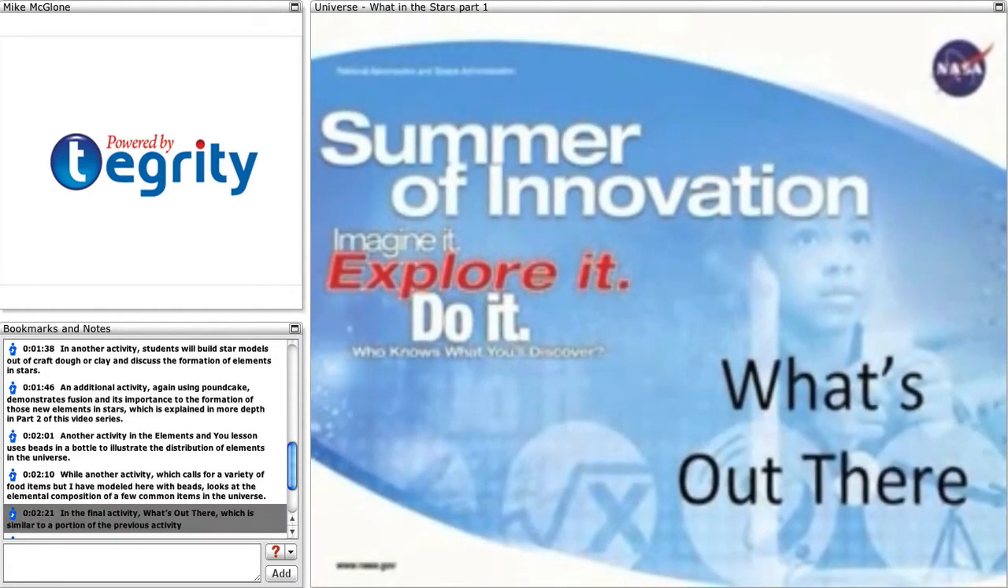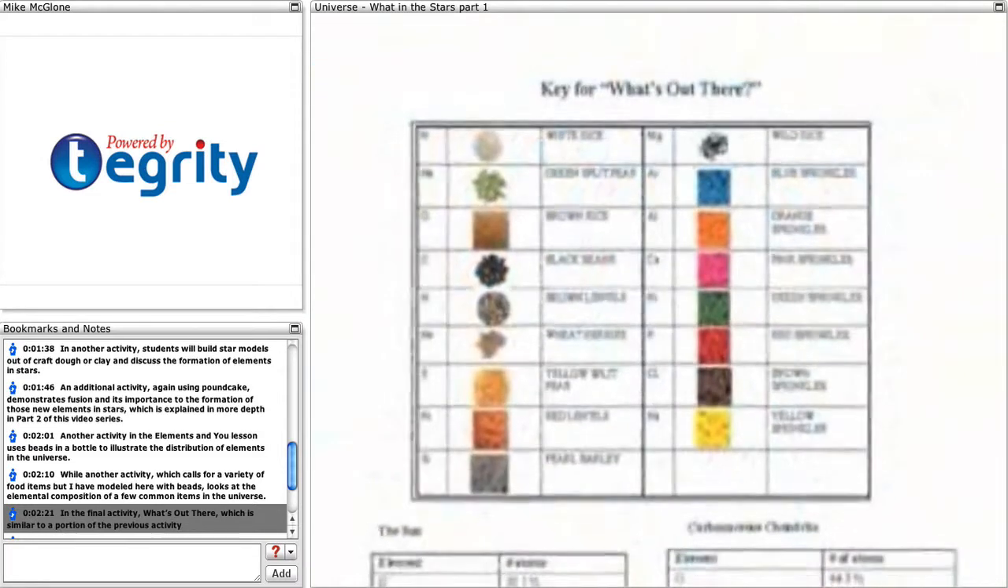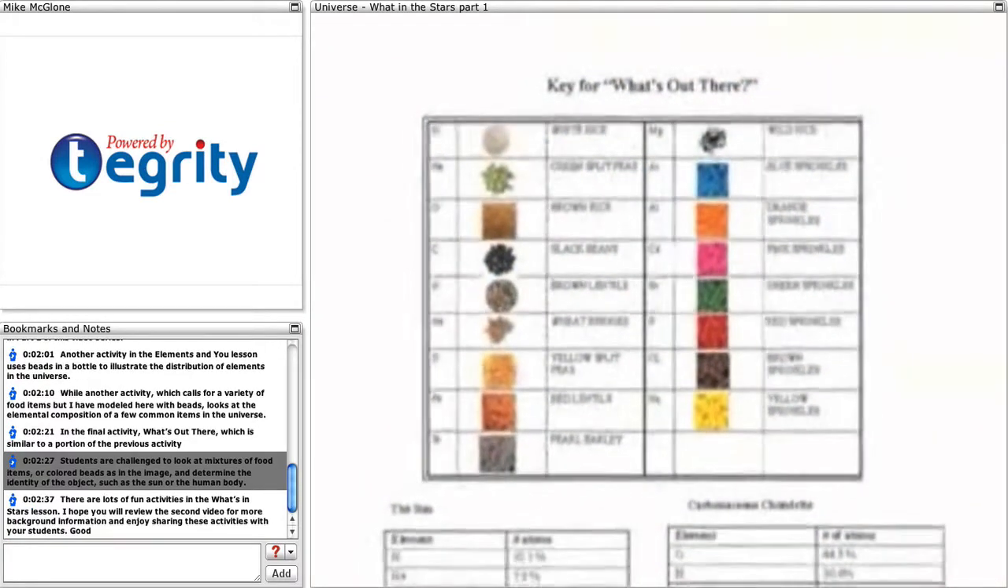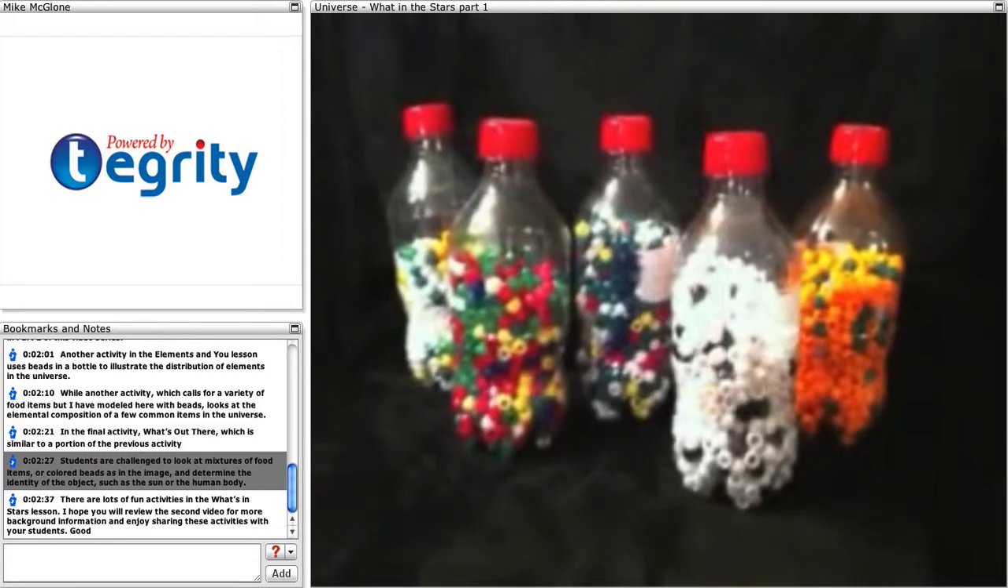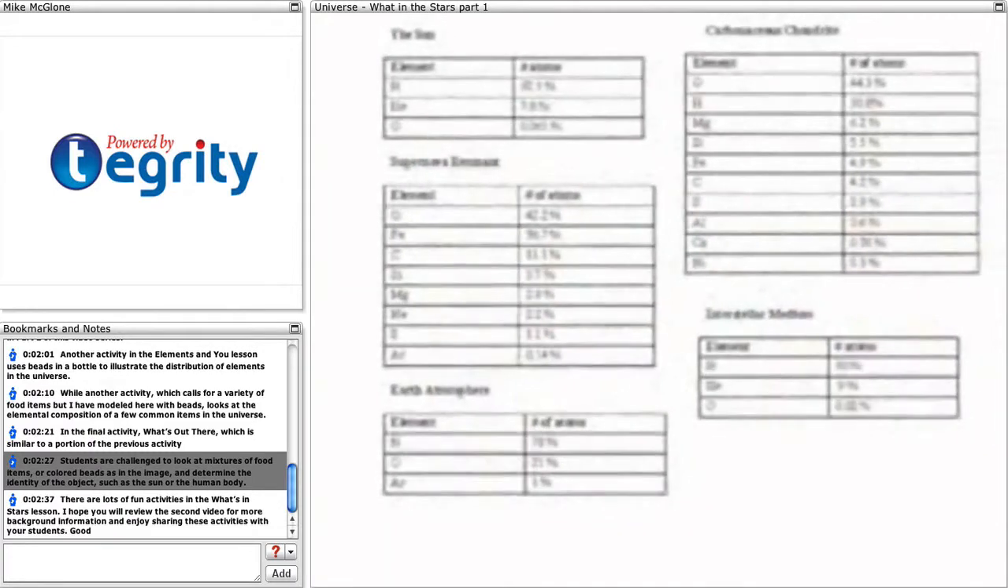In the final activity, What's Out There, which is similar to a portion of the previous activity, students are challenged to look at mixtures of food items, or color beads as in the image, and determine the identity of the object, such as the sun or the human body.